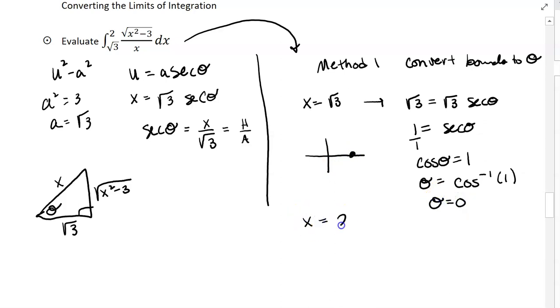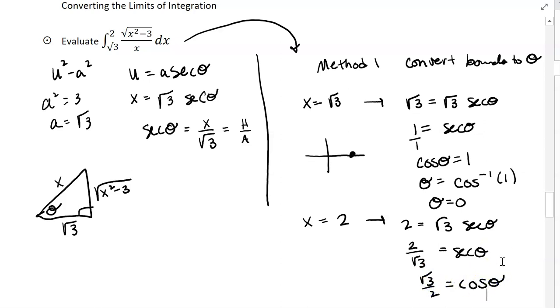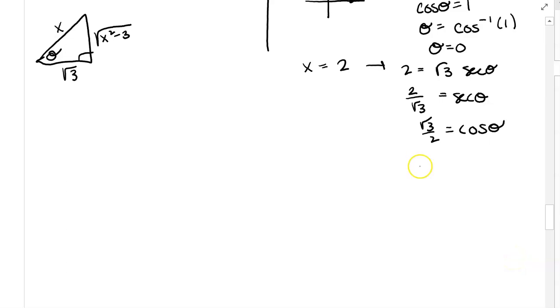For x equals 2, we'll have 2 equals the square root of 3 secant of theta. Dividing by square root of 3, we get 2 over the square root of 3 equals secant of theta, and taking the reciprocal, we get square root of 3 over 2 equals cosine of theta. So theta is the arc cosine or the inverse cosine of the square root of 3 over 2. And whatever way you need to do this, I recognize square root of 3 over 2 as one of my special 30, 60, 90 triangles.